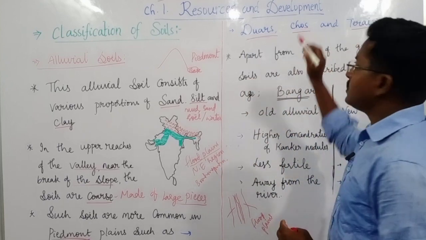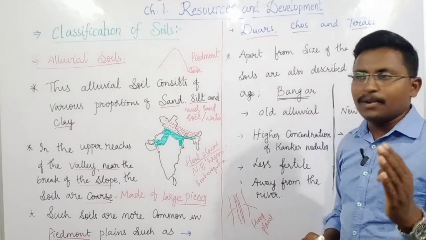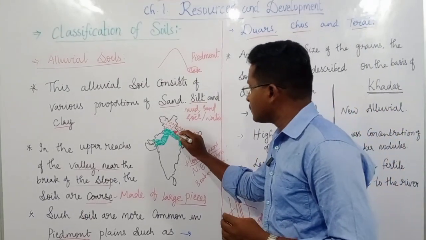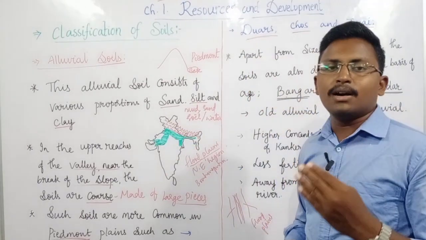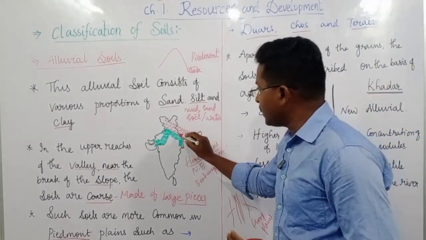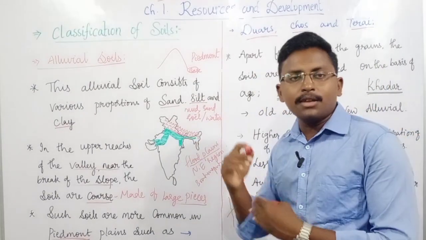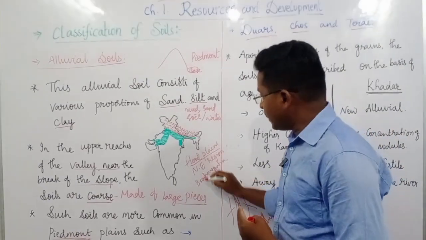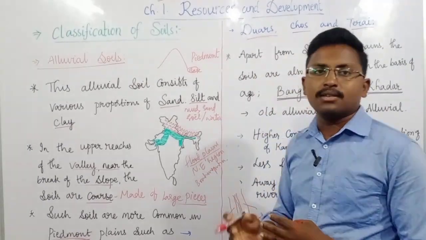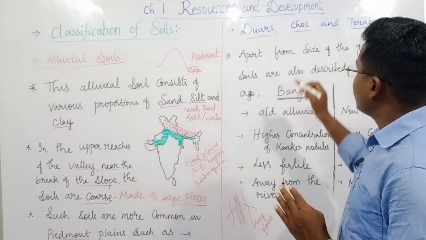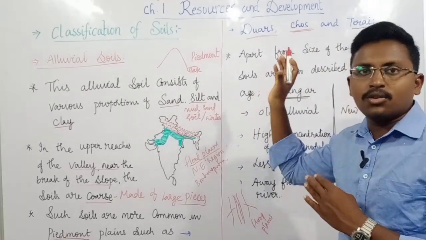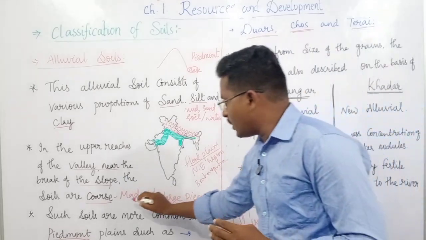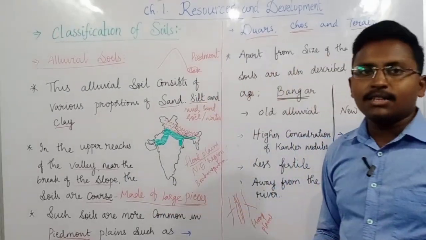Then what about chos? Chos means the place where all the rivers are interlinked on the base of the Shivaliks. You know, Himadri, Himachal as well as Shivaliks. So on the base of the Shivaliks, in the northern part of India, where different types of rivers interconnect, that particular region is known as chos, where the soil is somewhat made up of large pieces.